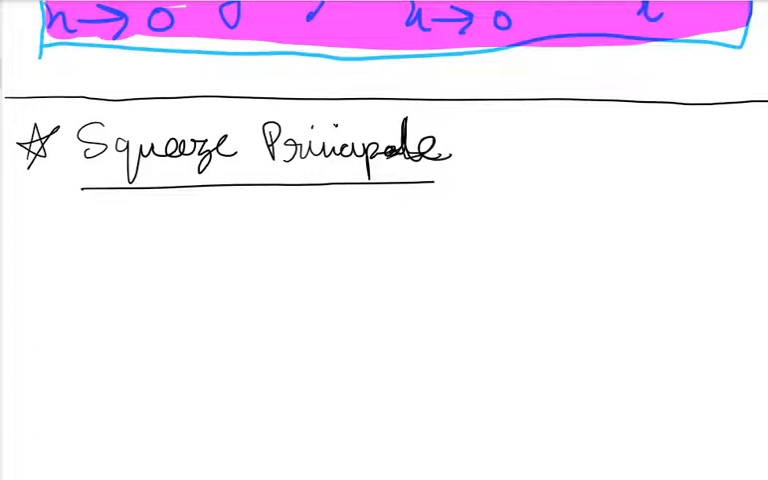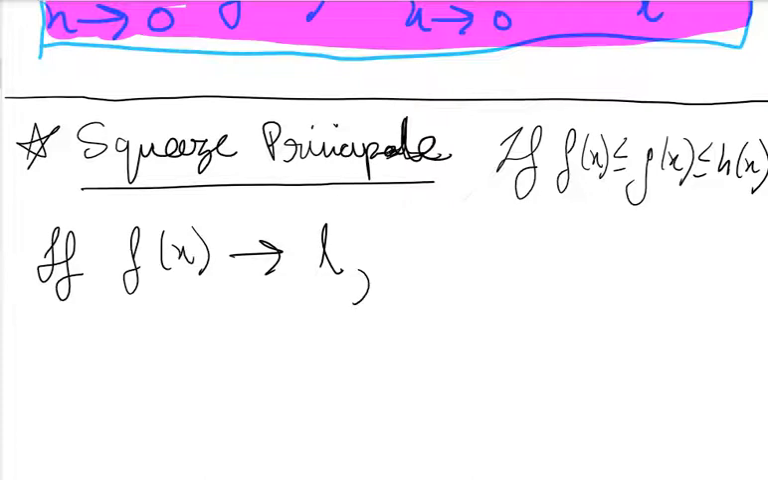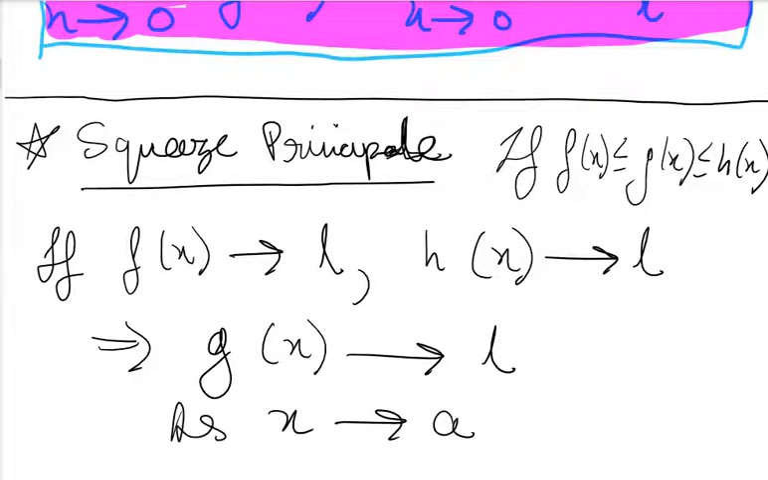The squeeze principle says that if it happens that f of x is less than or equal to g of x, which is less than or equal to h of x, if this happens, and if f of x tends to some limit L, and h of x also tends to some limit L, that implies g of x will also tend to some limit, that would be L, as x tends to some point A. Okay, so what does the squeeze principle say?